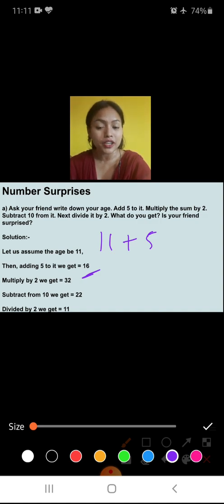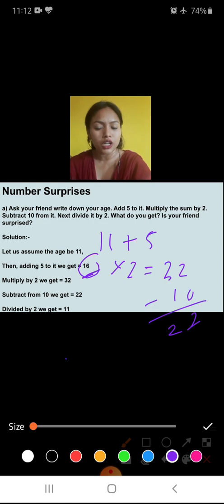Multiply the sum by 2. Now 16 multiplied by 2, what will you get? You will get 32. Subtract 10 from it. Now you subtract 10 from 32, and you will get 22. Now what next? Divide by 2. You have to divide 22 by 2, and you will get 11.